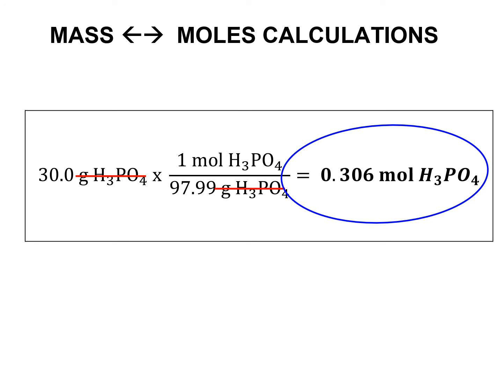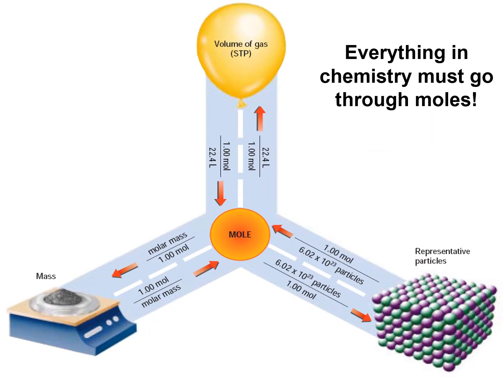So we have a saying in chemistry, everything must go through moles. And what we mean by that is the mole is our bridge to convert between mass and a count. Or, as we'll learn in a later unit, under special circumstances, it also allows us to measure or to count gas particles if we know the volume of those particles under certain conditions. Everything must go through moles.